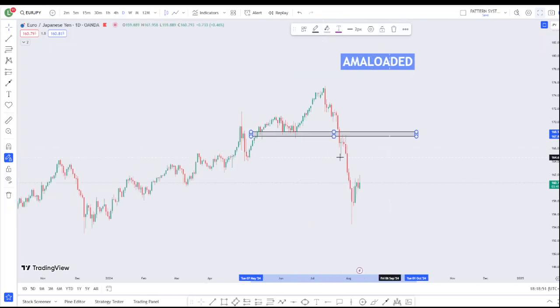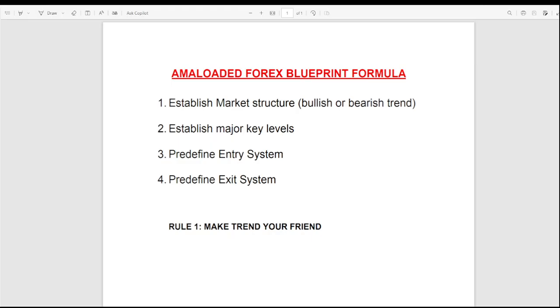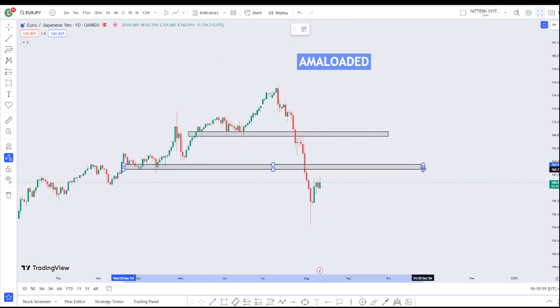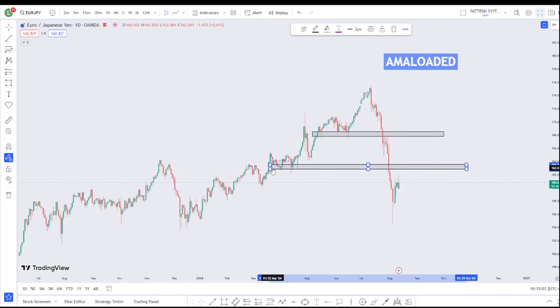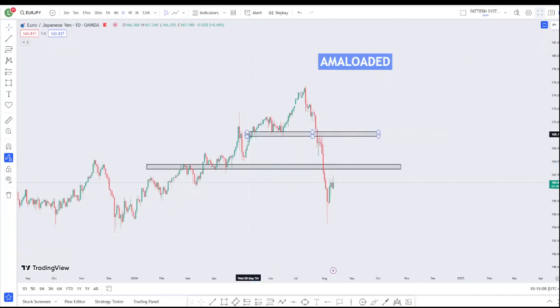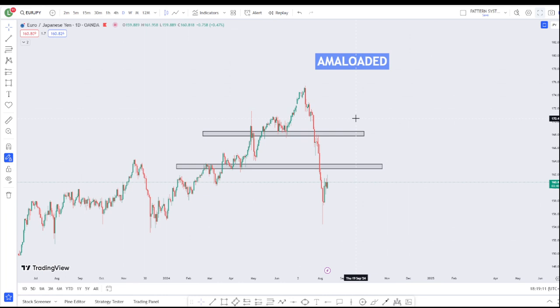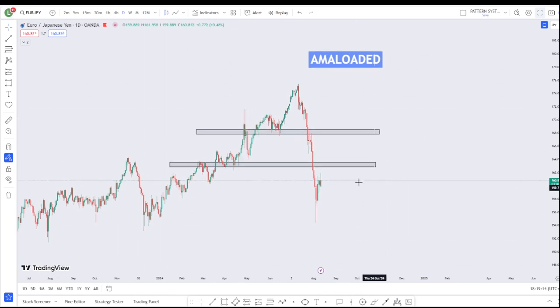Then looking at this, the next step is for us to establish our major key level zone here. So the next key level zone is around this zone here, and that was the same thing that I did last week. These are the two zones that I am expecting to hold this price action so that we can take a beautiful A+ setup on Euro JPY.